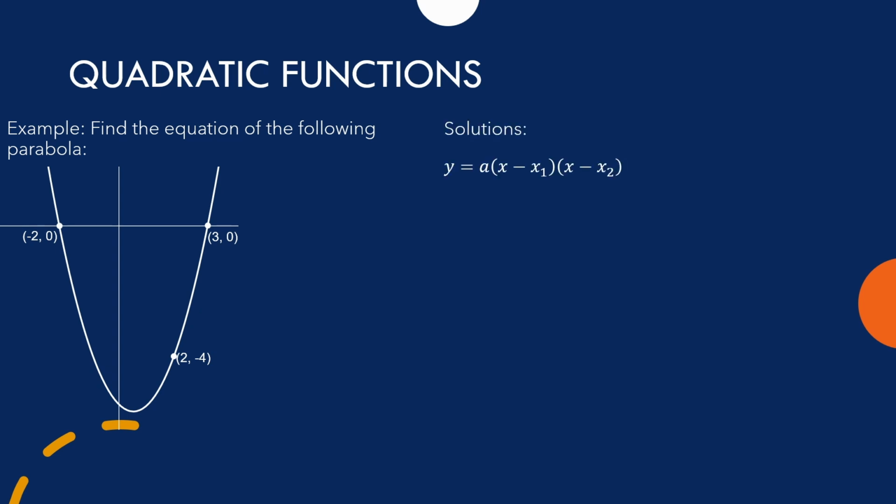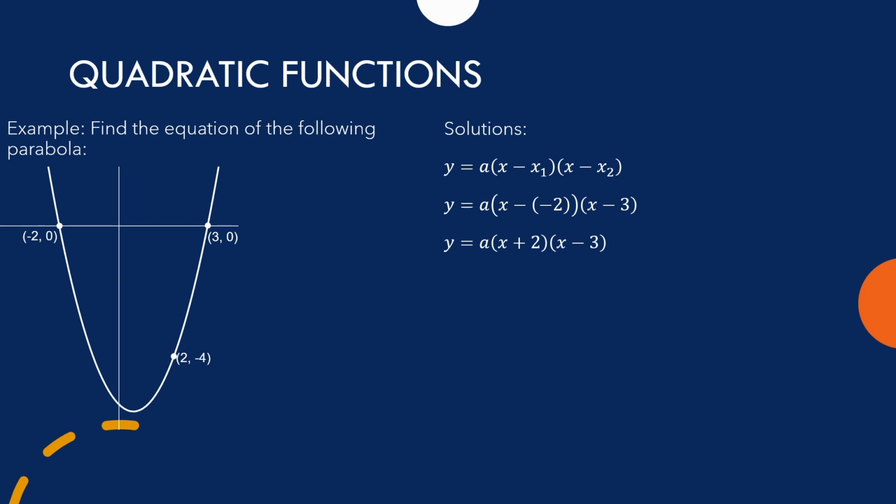So first, I'm going to write the function in the form y is equal to a(x minus x1) multiplied by (x minus x2). This is yet another way to represent a parabola. And next, I'm going to substitute my given points into that parabola so that I can solve for a. And doing that, I will have y is equal to a multiplied by (x minus negative 2) into (x minus 3). And simplifying that a little bit further, I get y is equal to a(x plus 2)(x plus 3).